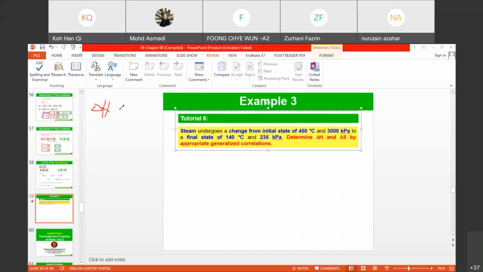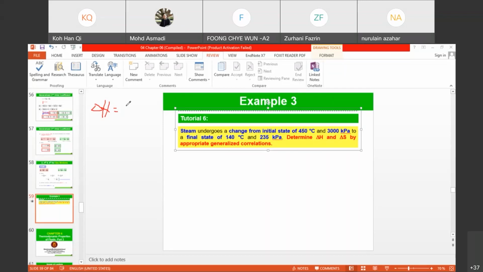450, delta H equal to 235 to how many Kelvin? How many bar? 3000 kilopascal is equal to 30 bar. Okay, 30 bar. And then 235 kilopascal equal to 2 bar.